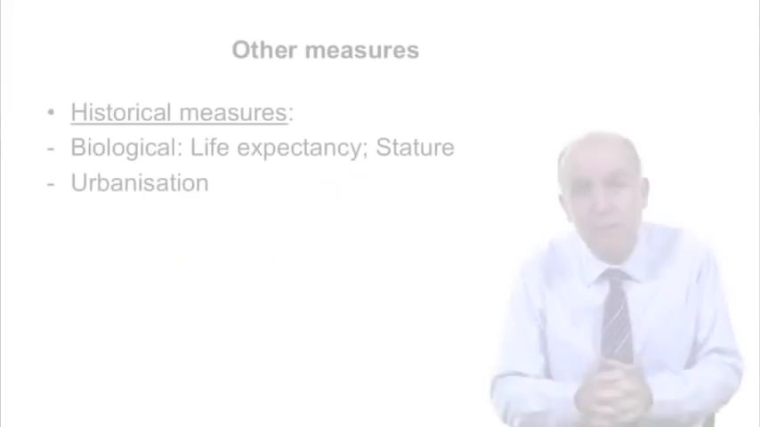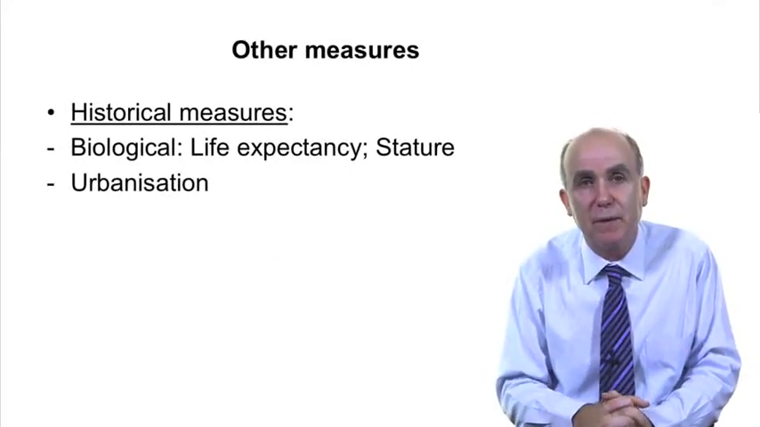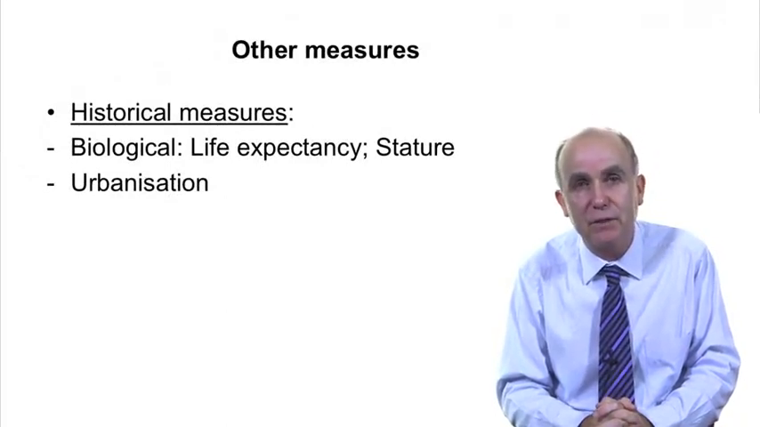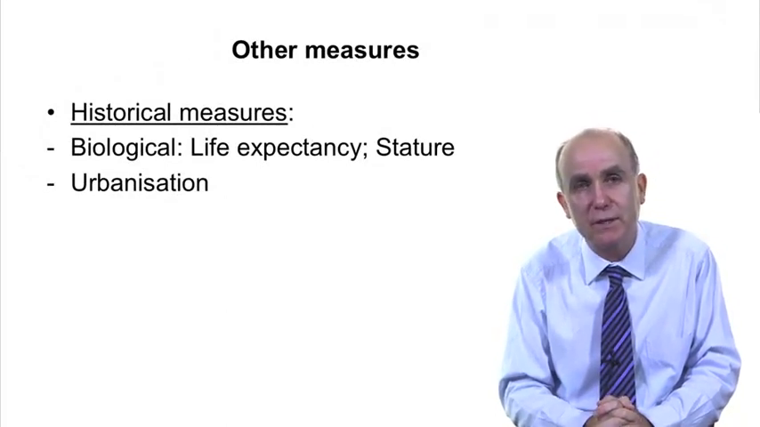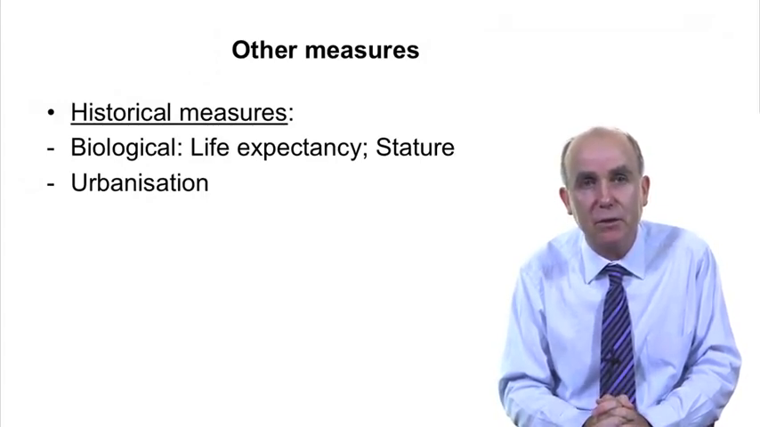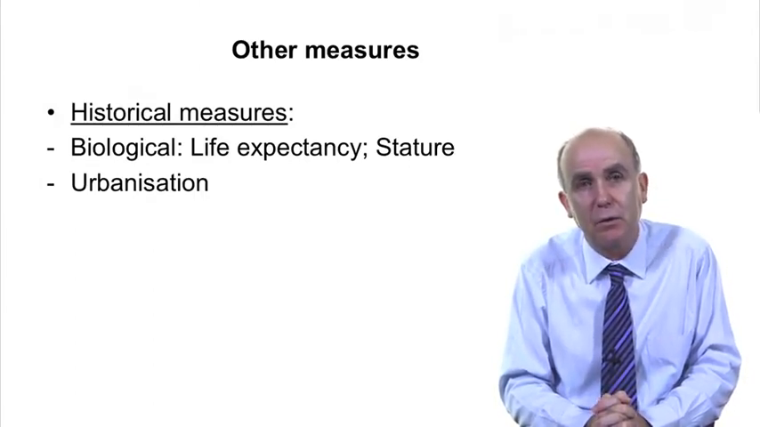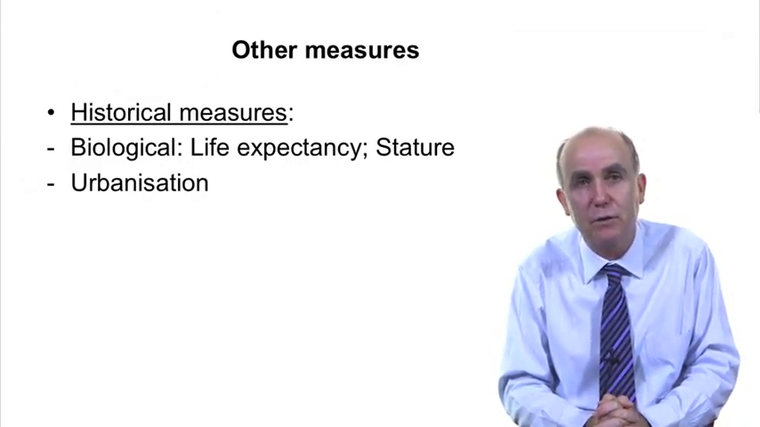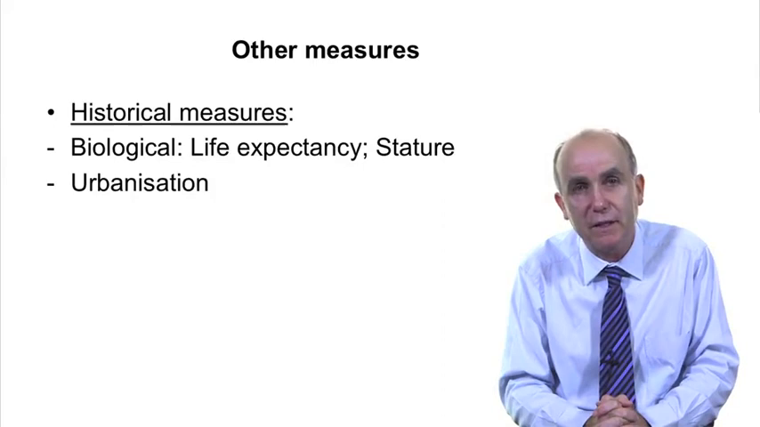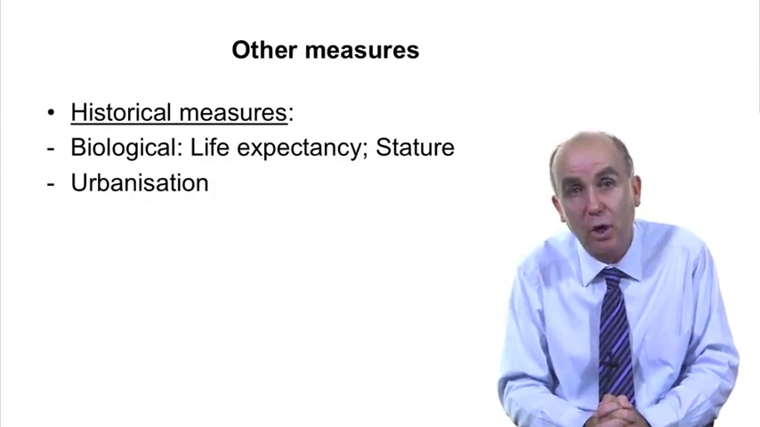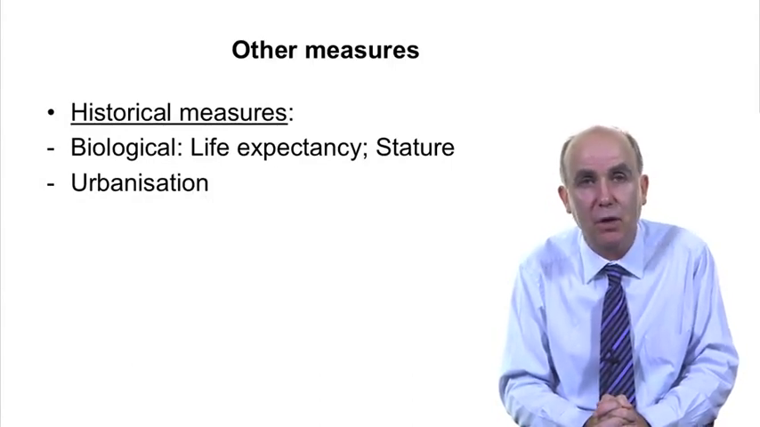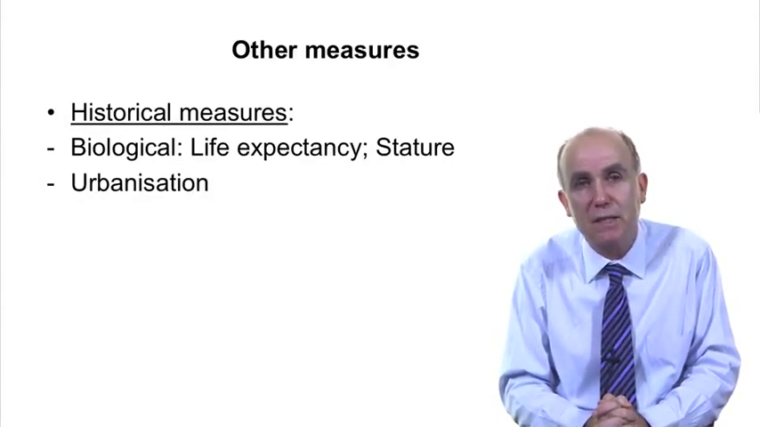Given that there are some issues with GDP, it's worth mentioning that there are other measures that economic historians and economists have used to try to measure well-being or economic development. Economic historians, when GDP data hasn't been available or as alternatives to GDP data, have used two main types of measures. First of all, they've used biological measures such as life expectancy and stature as indicators of health and well-being in previous times. Another indicator is urbanisation.